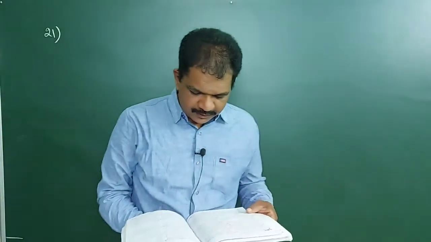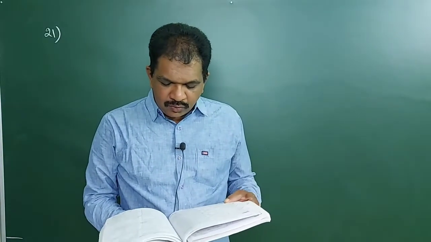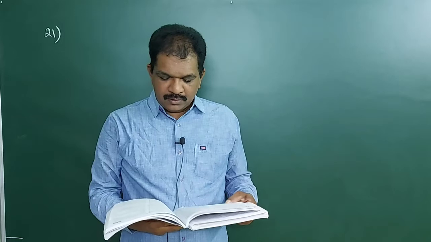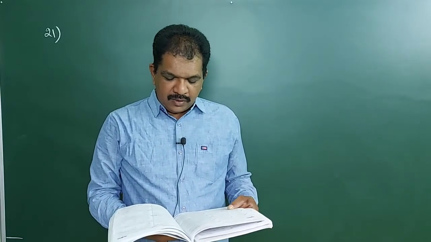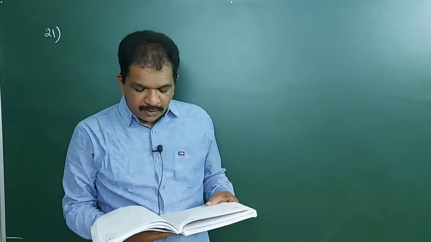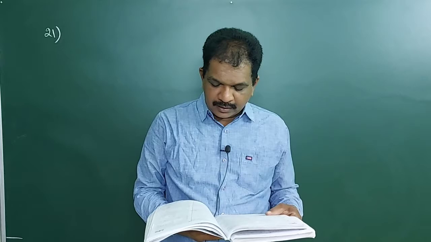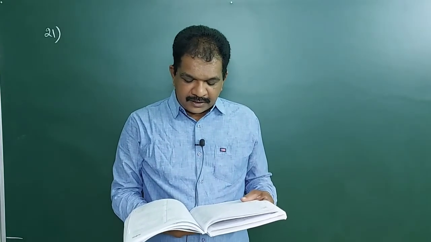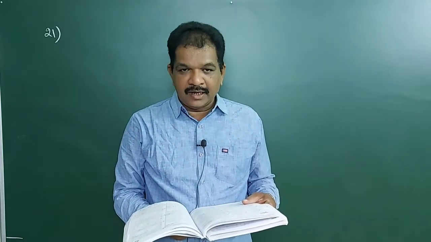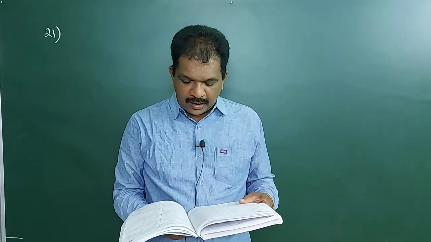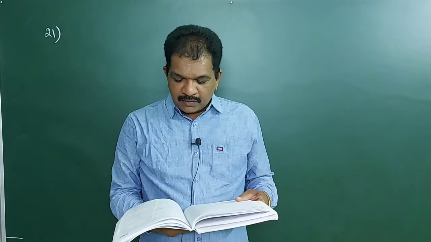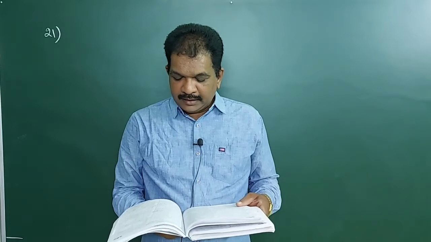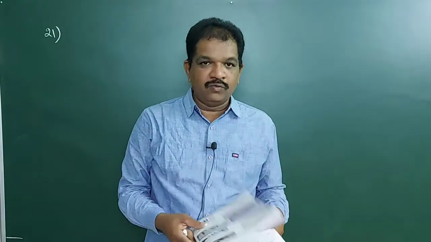See what they are asking. A 200 watt sodium lamp emits yellow light of wavelength 0.6 micrometer. Assuming it to be 25% efficient in converting electrical energy into light, the number of photons of yellow light it emits per second is how much?